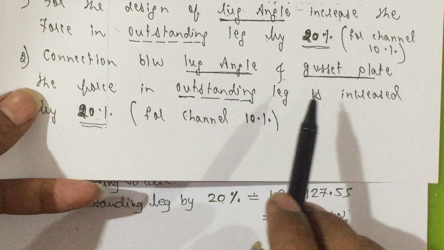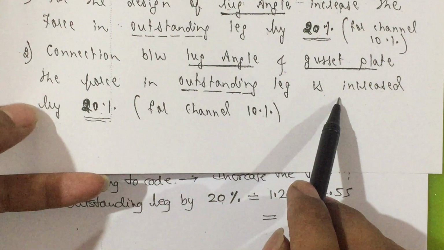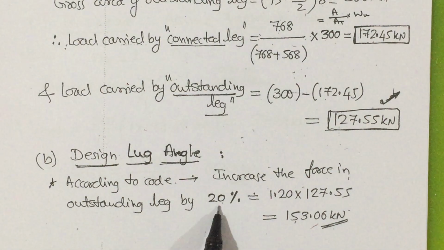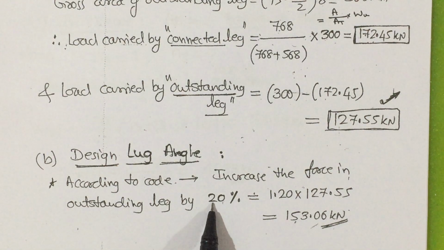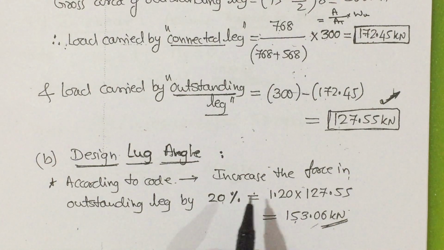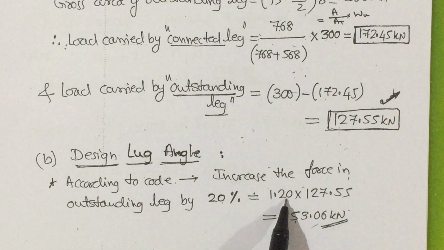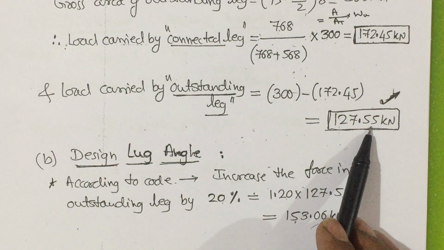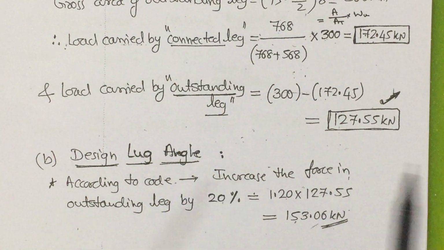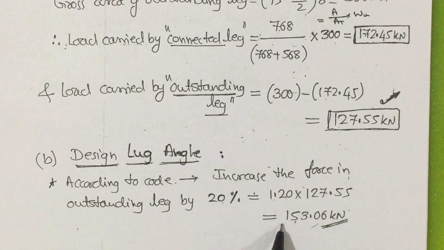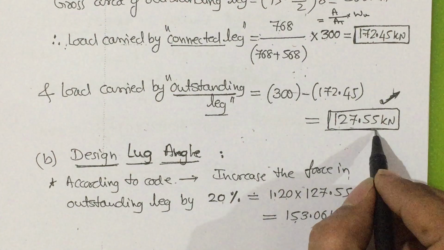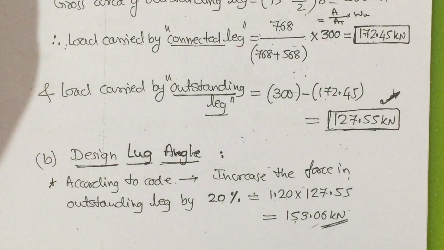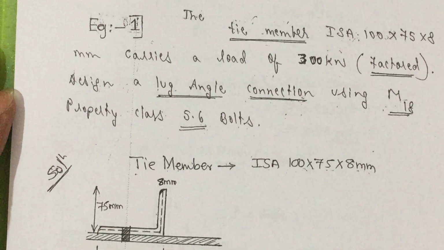Okay, for the connection between the lug angle and the gusset plate, the force in the outstanding leg should be increased by 20%. This is a design specification. So, we increase it by 20%, that is 20 divided by 100 is 0.2. So, multiply the value by 1.2. We always take the load carried by the outstanding leg, 127.55. Multiplying it by 1.2, we get 153.06 kilonewton.